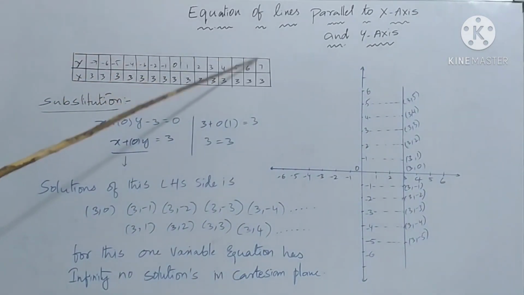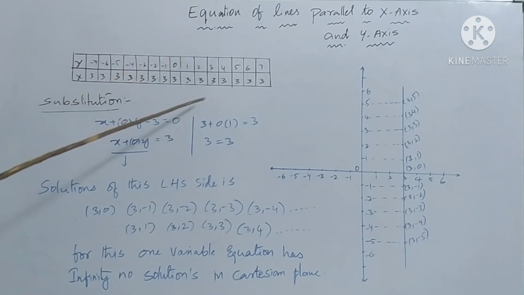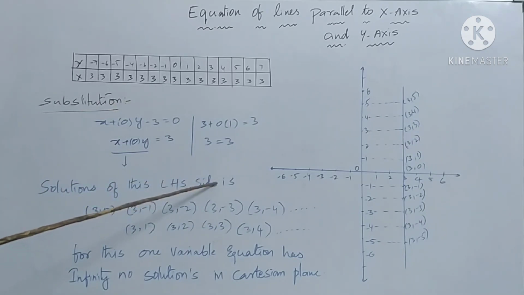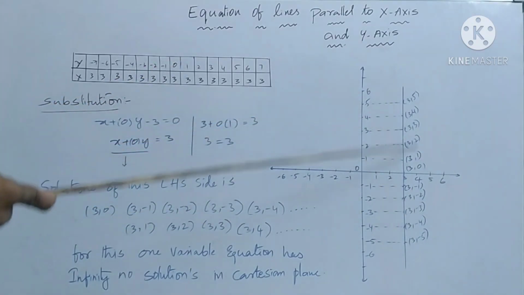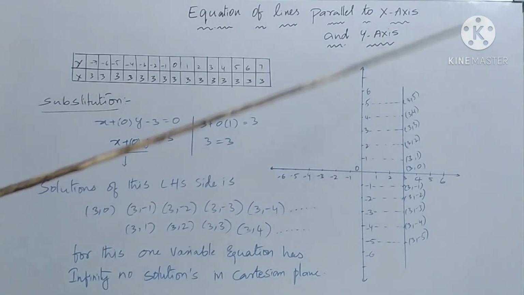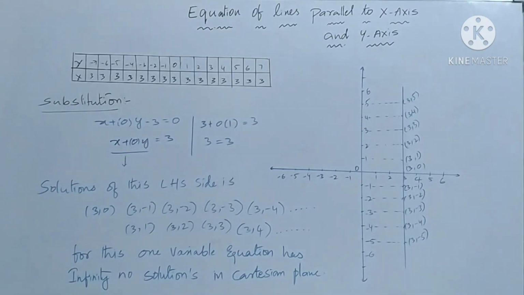These are all y values. These are x values. For any value of y, x is always 3. So the solutions of this equation are (3, -6), (3, -5), (3, -4), (3, -3), (3, -2), (3, -1), (3, 0), and so on. Join these points, we get a line. It is always parallel to the y-axis and it is always equidistant from the y-axis.